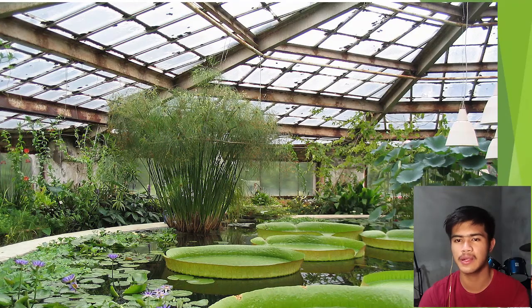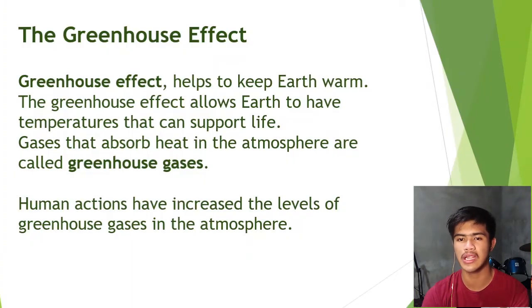A greenhouse is a building with glass walls and a glass roof. The clear glass allows sunlight to shine into the greenhouse, while also trapping the sun's heat inside. This is how a greenhouse keeps plants warm, even at night and in the winter. The greenhouse effect keeps Earth warm in pretty much the same way.